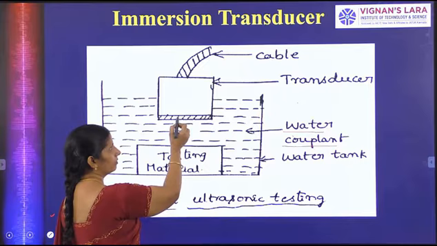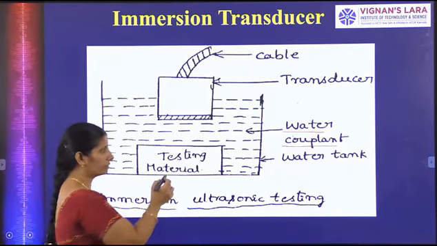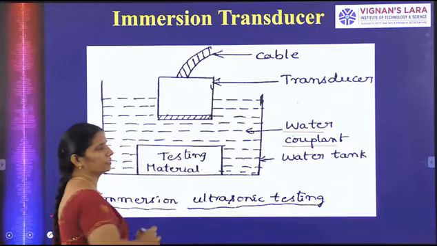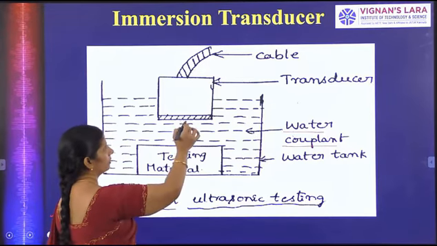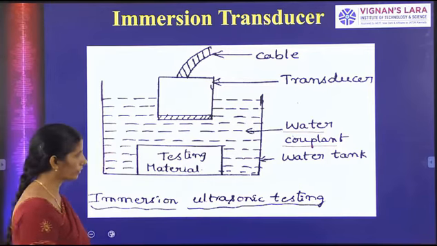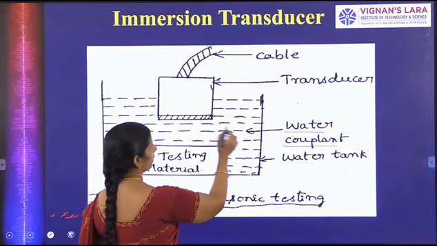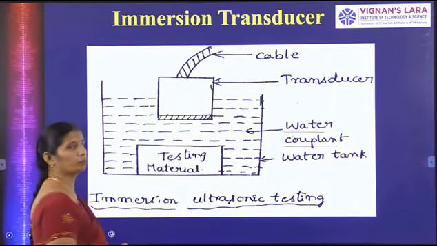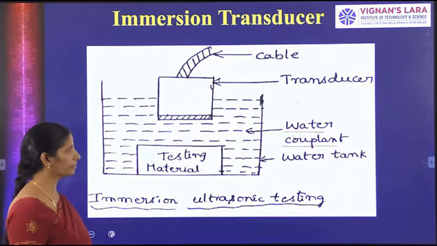This transducer produces ultrasonic waves and these ultrasonic waves are passed through the testing material and they are reflected back. Those waves are received by the transducer. Here we have used the couplant in between these two. What is the use of the couplant? What is meant by couplant?